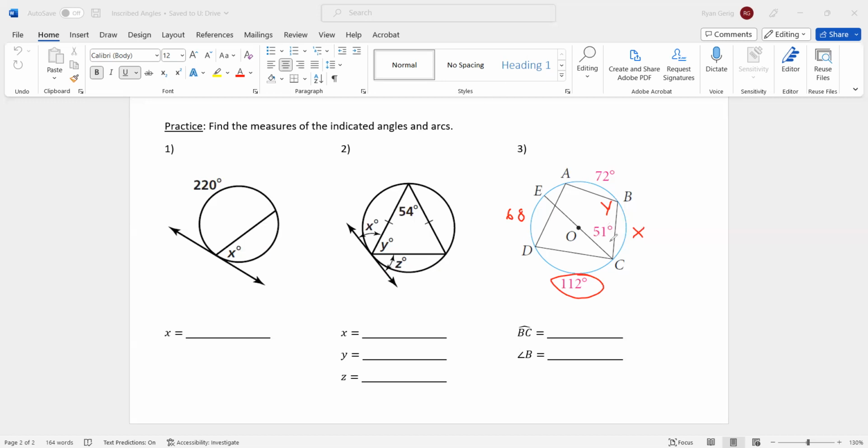What is going to help me? Well, I got this 51 degrees right here. 51 degrees is an inscribed angle. If I follow it, the intercepted arc is BE. So 51 times 2 means that from E to B is 102. Well, if that's 102 and this is 72, EA would be 30. And now I should be able to find X. I can do 360 minus 112 minus 68 minus 30 minus 72 to give me what's left. Or I could just do 180 minus 30 minus 72. And I do that and I get X equals 78.